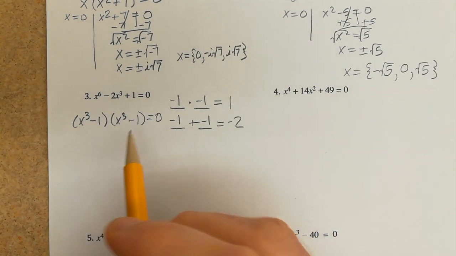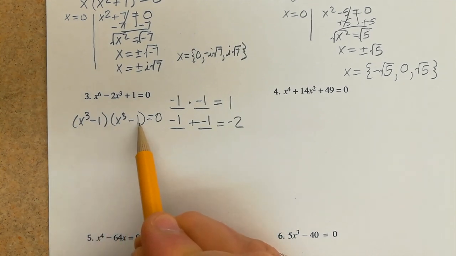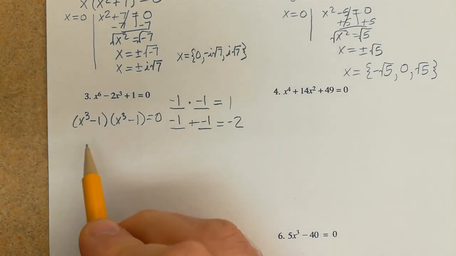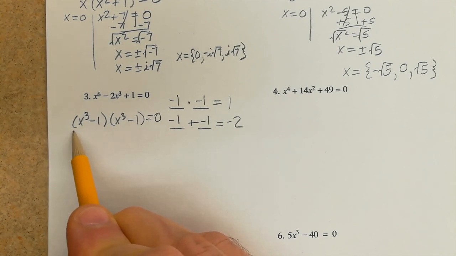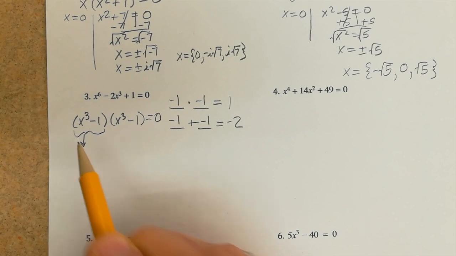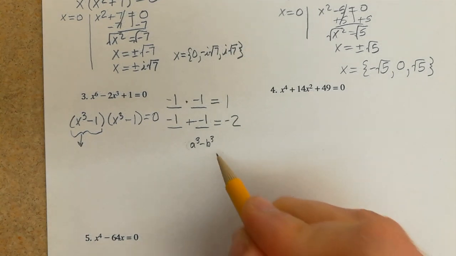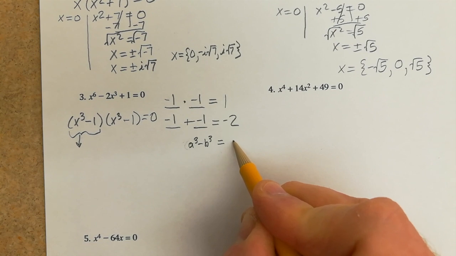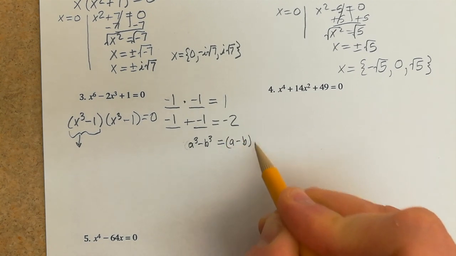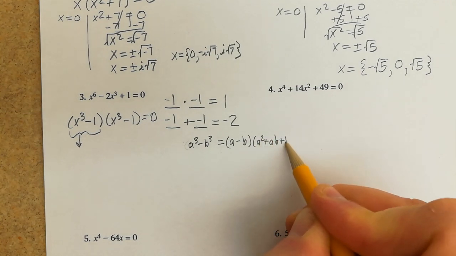Okay? And there are different ways we could handle this. You might be tempted at this point to just call this x to the third minus 1 squared. What I'm going to do, though, before I do something like that, is take this, and I'm actually going to break it down further, because I noticed that it's a difference of cubes. So if you have a difference of cubes, that can be rewritten as a minus b times a squared plus ab plus b squared.